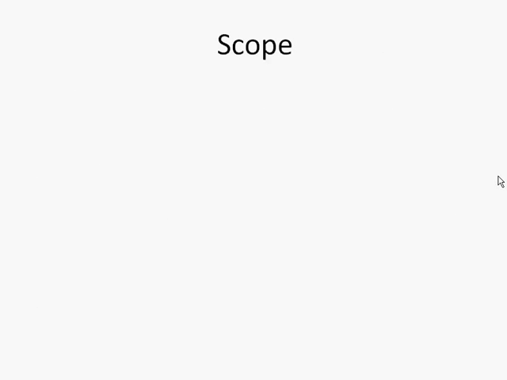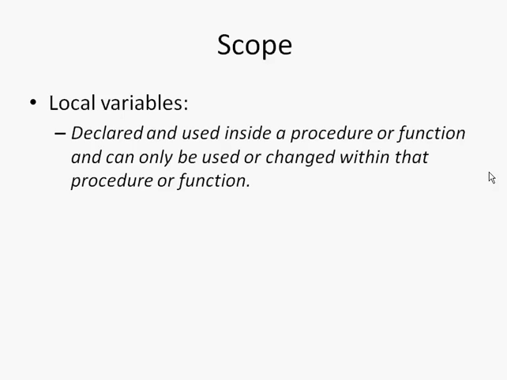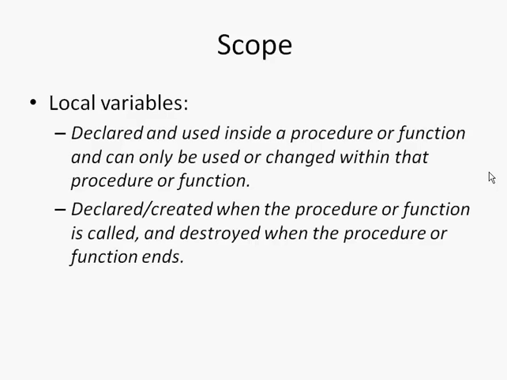Now we're going to look at this thing called scope. When we're talking about scope, we refer to two types of variable, and the first is local variables. Local variables are declared and used inside a subroutine, so a procedure or a function, and can only be used or changed within that procedure or function. They're declared or created when the procedure or function is called and destroyed when the procedure or function ends. So their scope lies only within a subroutine.